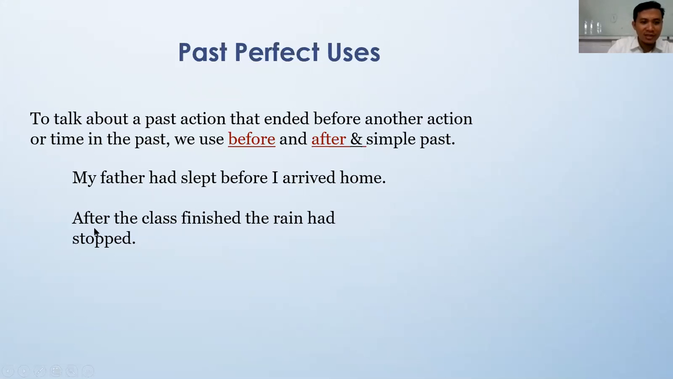So now we use after. And then how do we use after? After the class finished, the rain had stopped. Yeah. So how many actions occur? Berapa kejadian terjadi di sini? There are two actions. The first is the class finished and the second is the rain stopped. But which one happened first? The class finished or the rain stopped? Which one happened first? Kelas finish, sir. Kelas finish? Yang mana duluan terjadi? Class finish or rain stop?